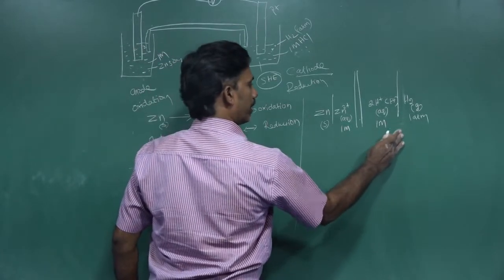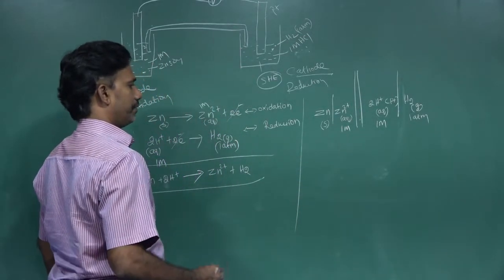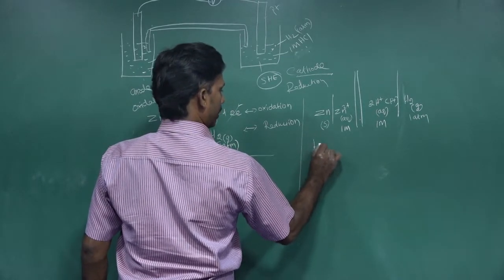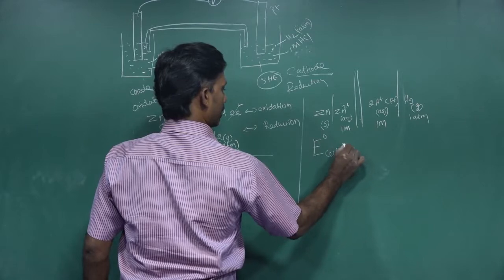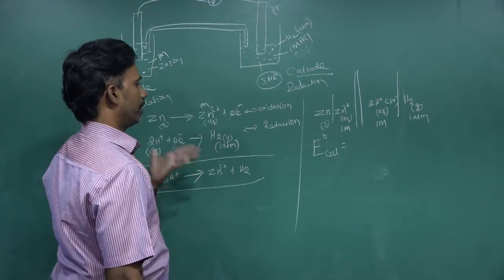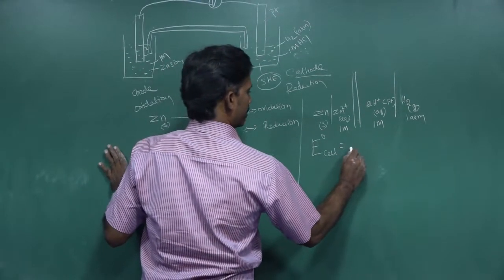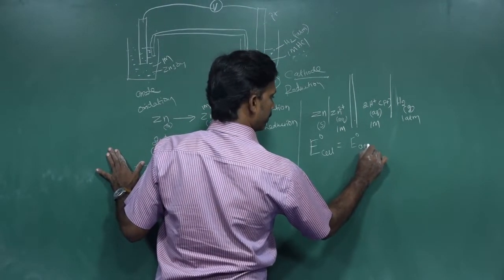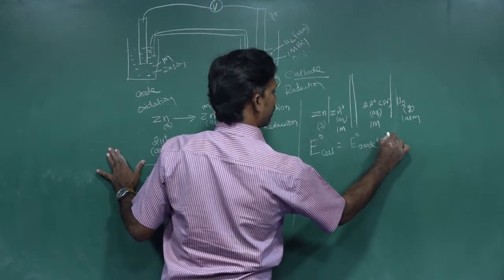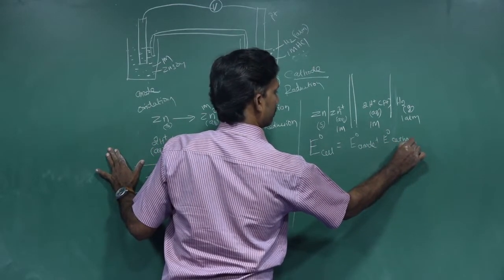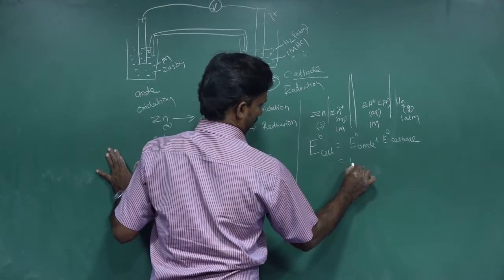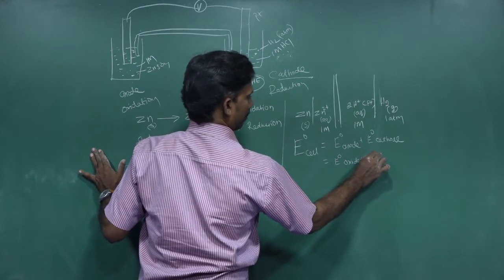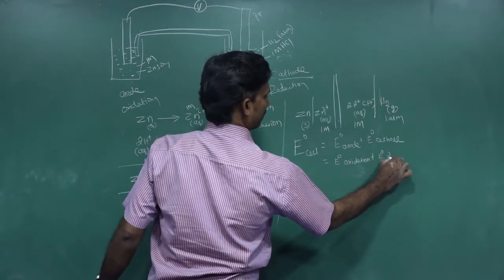Now, how to calculate the EMF? What is the EMF? EMF, or E° of the cell. From the complete cell, we are going to get this value. E° of the cell is E° of the anode plus E° of the cathode, or E° of the oxidation plus E° of the reduction.